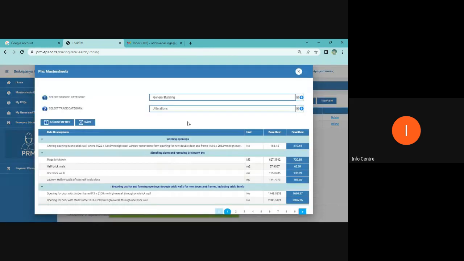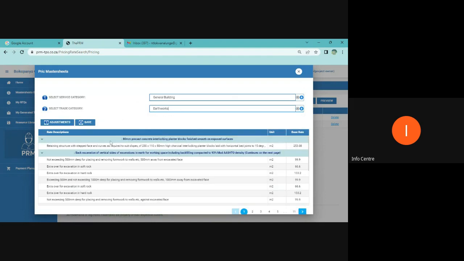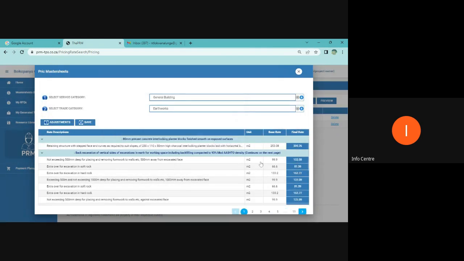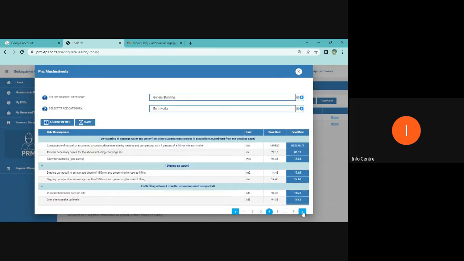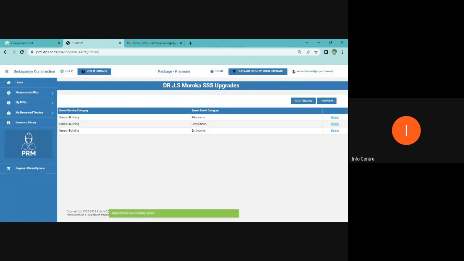Once that is done, I can add more. Now, as you can see, I'm adding more. As I'm adding more, I will go to adjustments. Then I go, let's say, 12%. Then I go 10% still. Then there you go. All my rates in this database have been adjusted. So I can add all my trades as far as much as possible. We know that typically a school or general buildings has like 20 trades or 18 trades. I can add all 18 here. And then when I'm done, I can just go to preview.